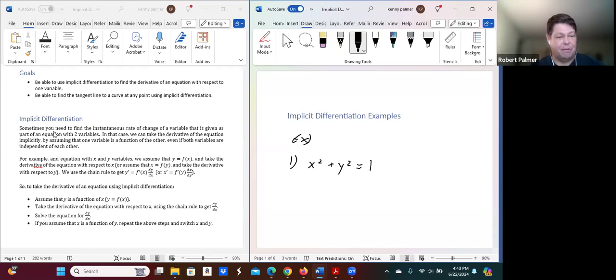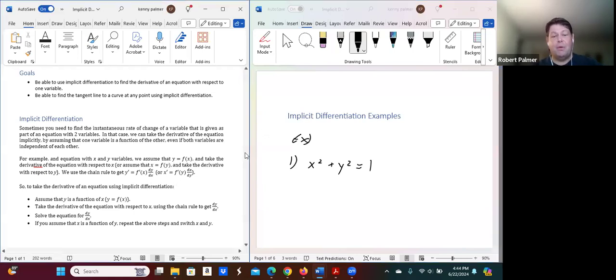So as it says over here on the left, for an equation with x and y variables, we can assume that y is some function of x and take the derivative of the equation with respect to x. Or we can do it the other way: assume that x is a function of y and take the derivative with respect to y. We're going to use the chain rule. If we have y equals f of x, then y prime is the derivative of f of x, times, by the chain rule, the derivative of y with respect to x. And the same thing here, we just switch the variables x and y to make y our independent variable.